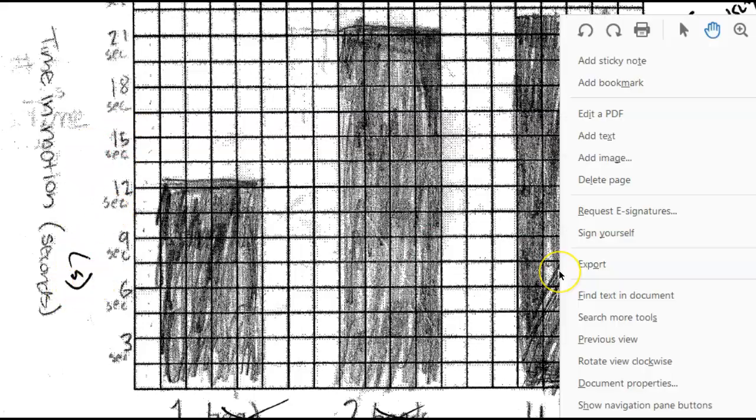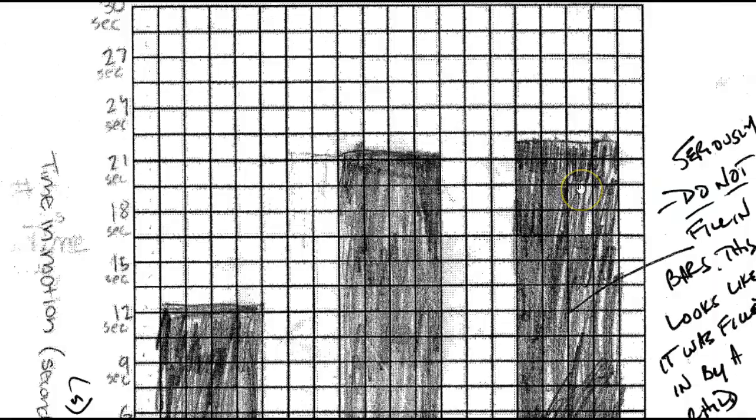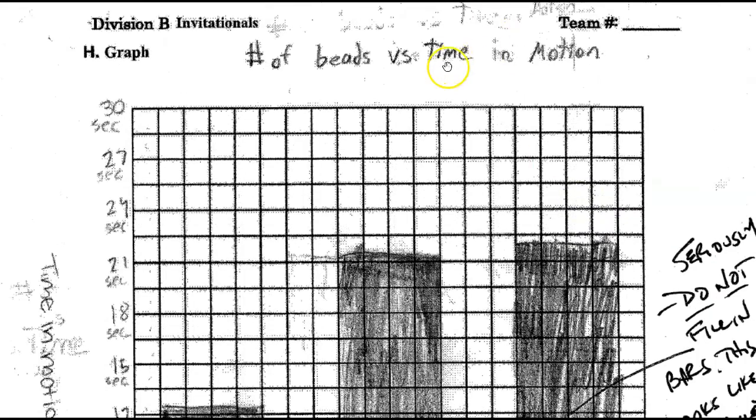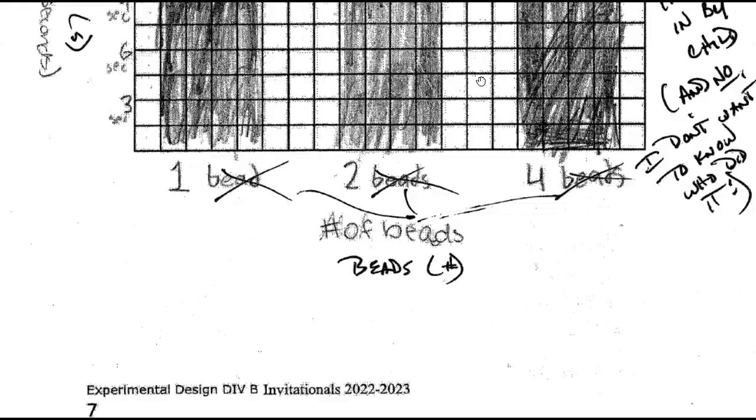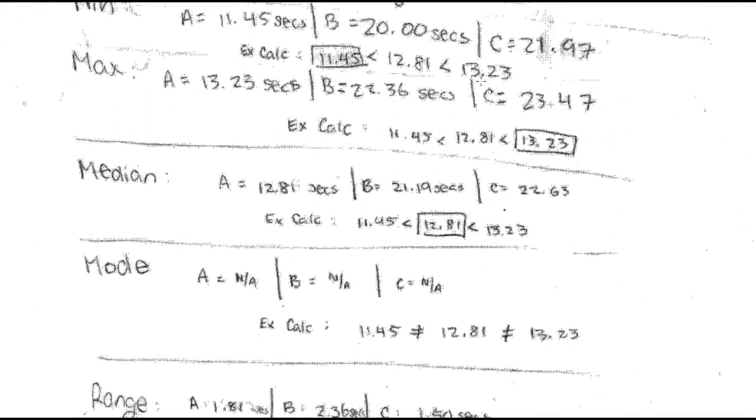Very simple. Oh, also on top here, number of beads versus time in motion. X-axis versus Y-axis. That's your title. X-axis versus Y. No deviation from that, Cody. X versus Y. This is easy stuff. Just read through that.